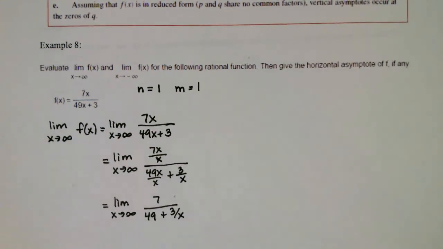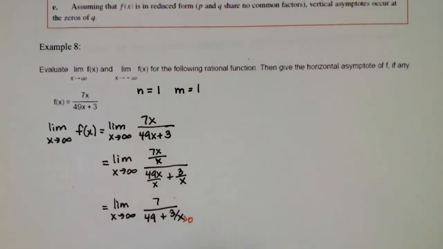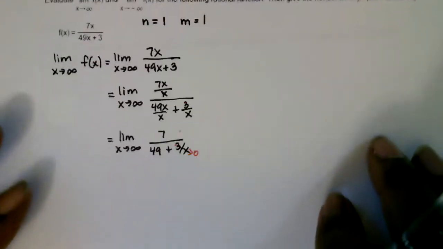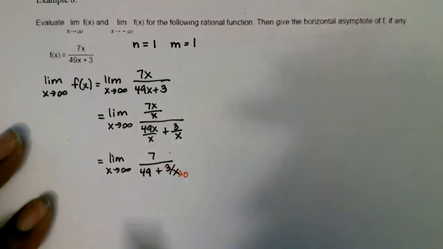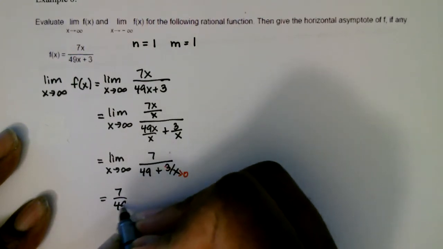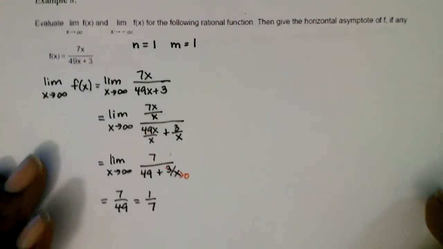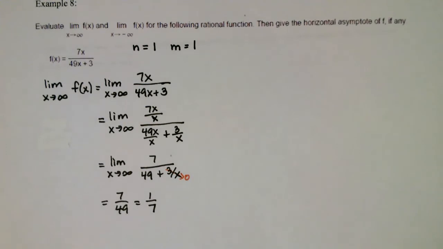Now, if I let x approach infinity, then 3 over x goes to 0. So that means I'm going to have, in this case, 7 over 49. And 7 over 49 reduces to 1/7. So as we let x go to positive infinity, the f of x approaches 1/7.